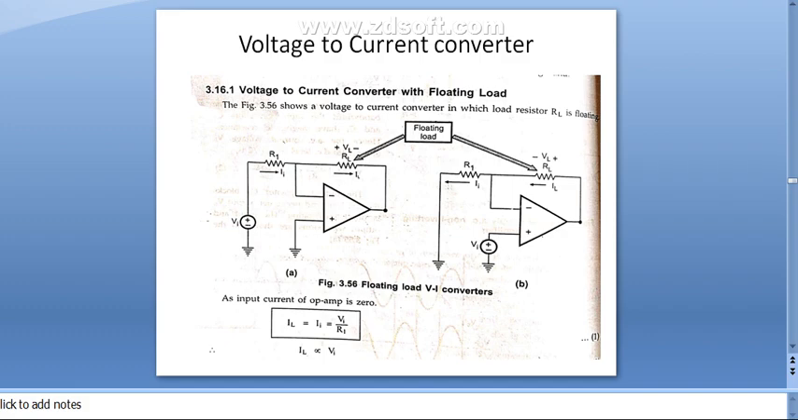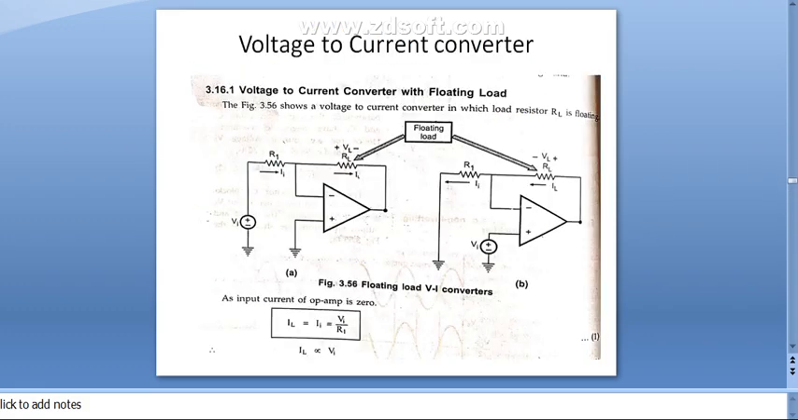See here, as the input current of the op amp is 0, you can write IL equal to II. So II equal to VI by R1. So the input current is the ratio of input voltage to input resistance, VI by R1. So the load current is directly proportional to the input voltage.